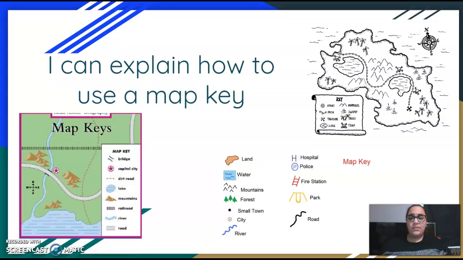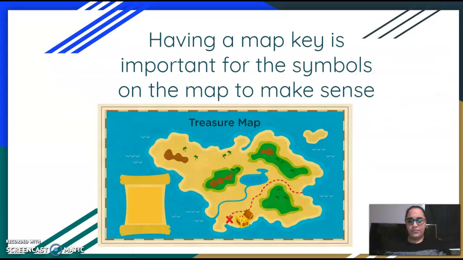So today what we're going to talk about in social studies is how to use a map key. Now, map keys are super important because in the last couple lessons we were talking about what maps are and what cardinal directions do, which is guide us into the right direction. So, what are map keys? Here I see a couple of examples of what map keys might look like, but what are they used for?